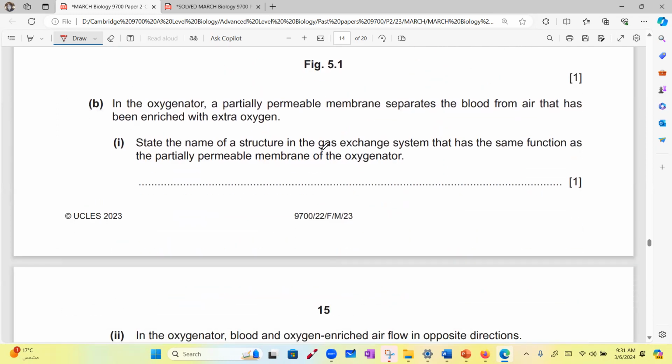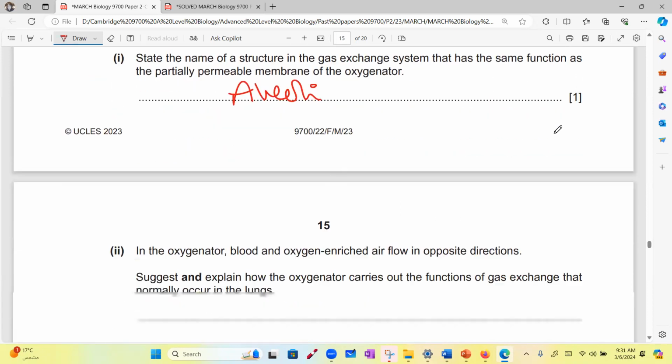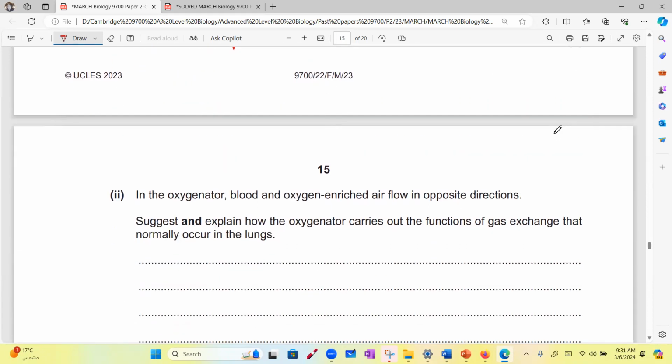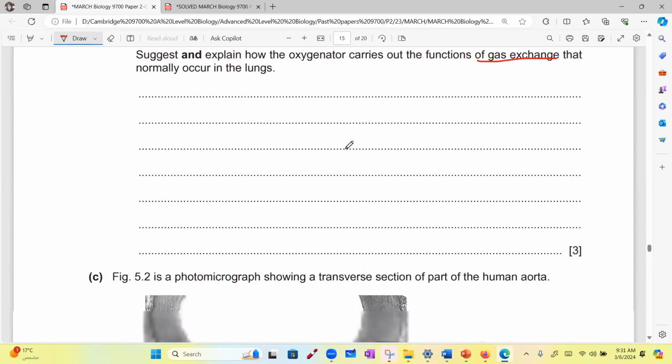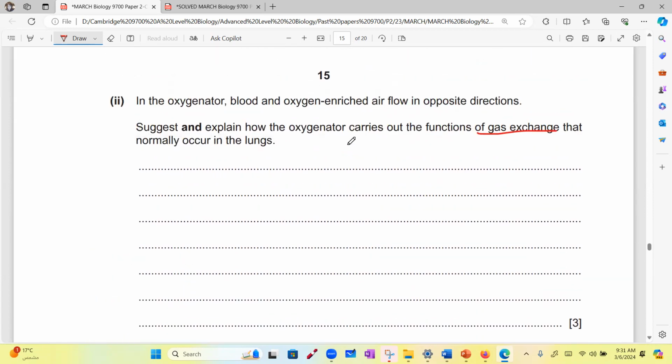State the name of the structure in the gas exchange system that has the same function as the partially permeable membrane of the oxygenator, which exchanges gases. Where is gas exchange taking place? Alveoli. Can you be silent and let's finish? Yes, we will finish. Suggest and explain how the oxygenator carries out the functions of the gas exchange normally occurring in the lungs. So you will talk about the adaptations of what?